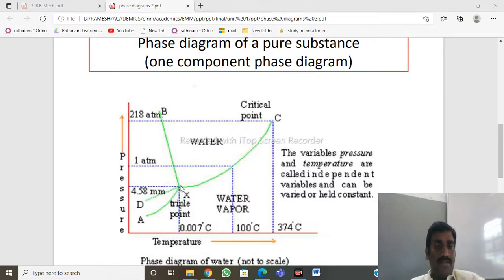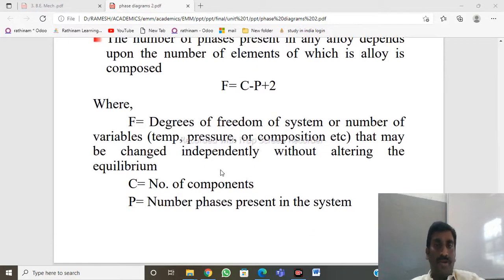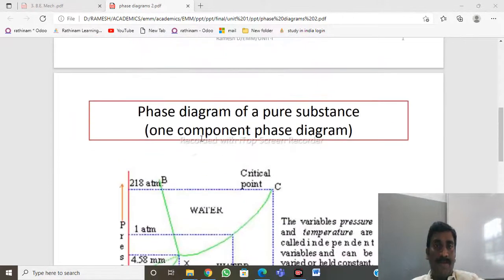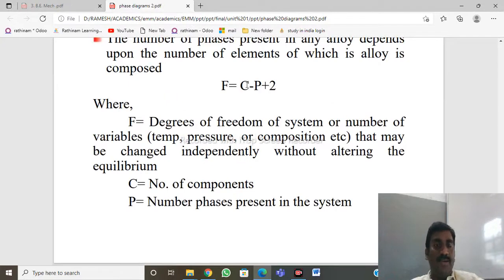So for this triple point we are going to apply the Gibbs phase rule. F, which we have to find out, is equal to C, the number of components. How many components are in this system? It is a one component system because the component is water. There are no other alloying elements there. We are taking only water, so it is a one component system. So C is equal to 1.